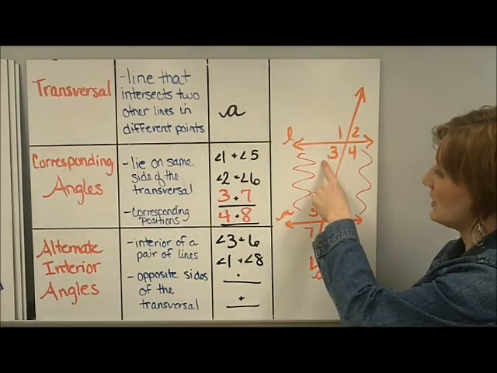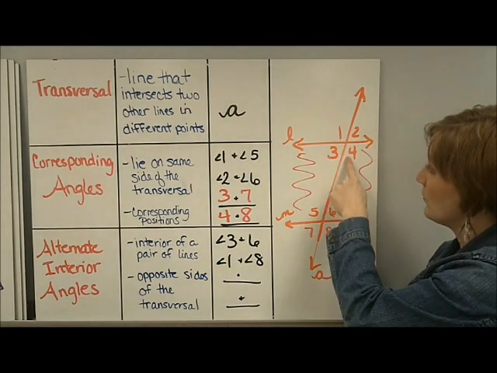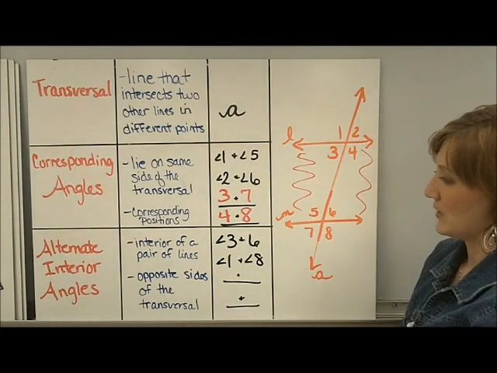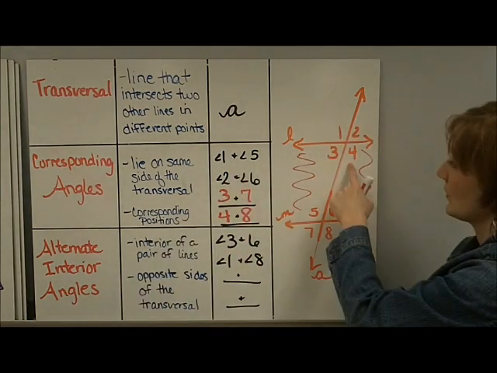So we're looking at 3 and 6, which are on opposite sides of that transversal. 4 and 5 would be opposite sides of that transversal.